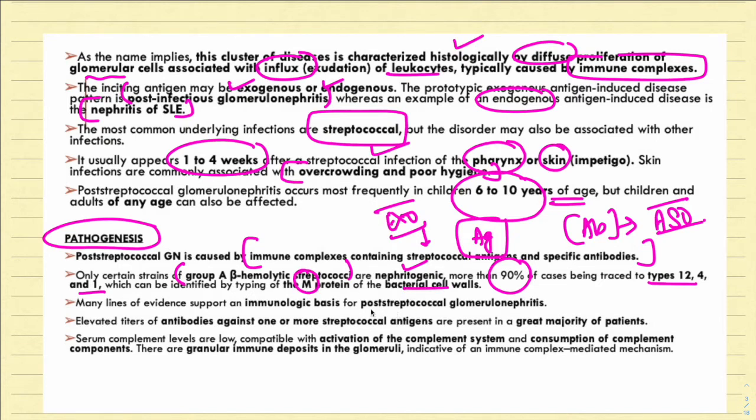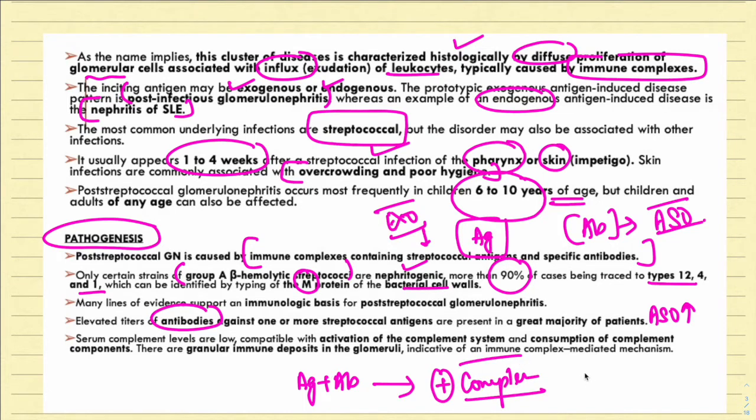Now very importantly, elevated titers of antibodies against one or more streptococcal antigens are present in the great majority. For example, ASO will be raised. Okay, now very important, because over here the antigen antibody complex, the immune complex, is formed, it is going to activate the complement system. So in most of the immune complex based disorders, you will see a decrease in the level of the complement proteins. Why? Because of the consumption of the complement proteins. And also in most of the immune based disorders except the anti-glomerular basement membrane glomerulonephritis, all of them under immunofluorescence will show granular immune deposits in the glomerulus.